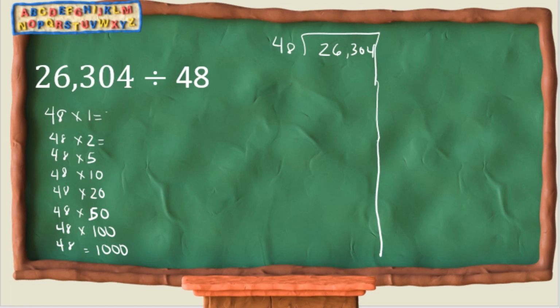So 48 times 1 is 48. 48 times 2, 2 times 8 is 16. Carry the 1. 2 times 4 is 8, plus 1 is 9. 48 times 5, 5 times 8 is 40. 5 times 4 is 20, plus 4 is 24. And now I just need to annex the zeros for all of my original answer since I'm multiplying by multiples of 10.